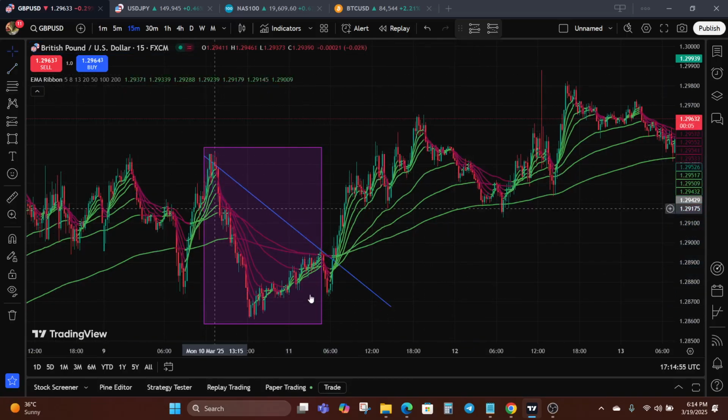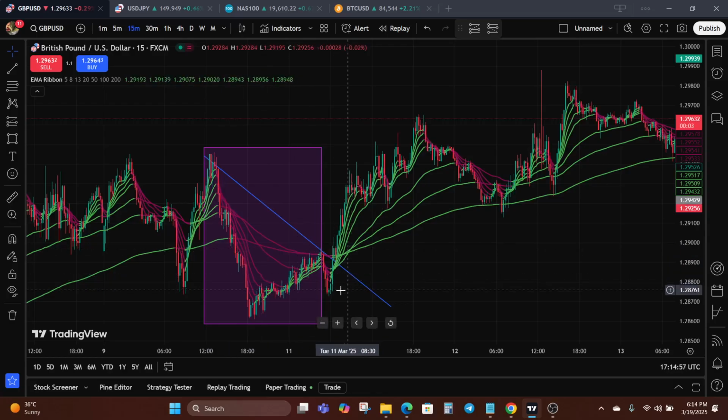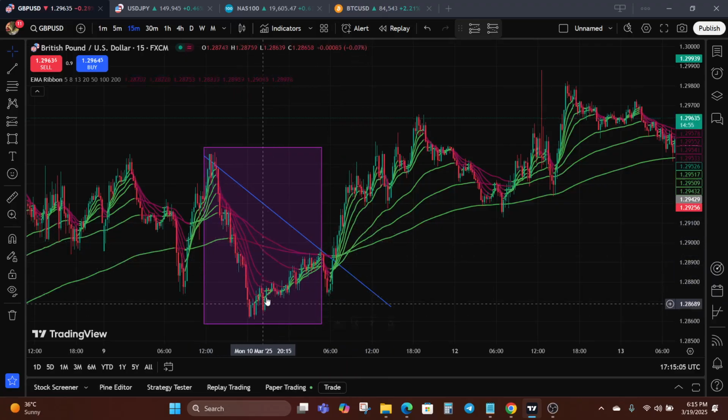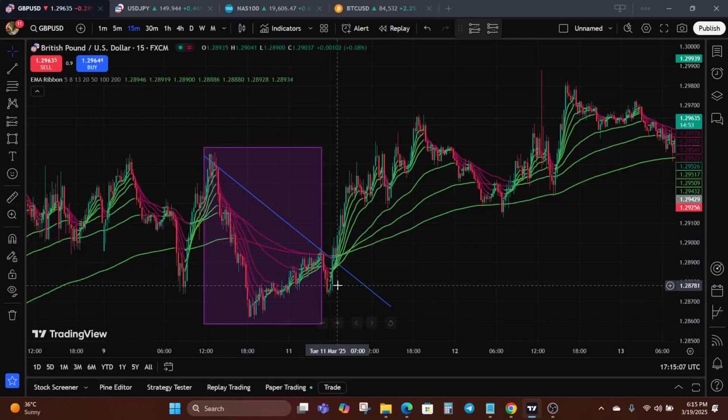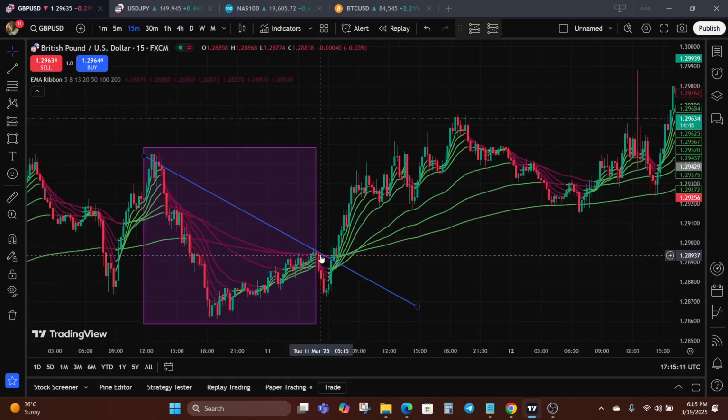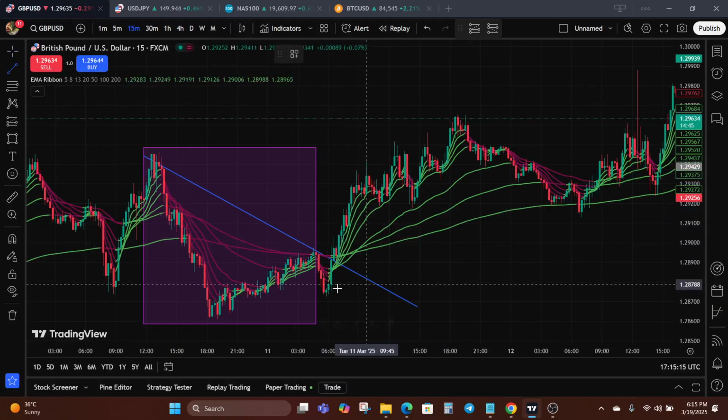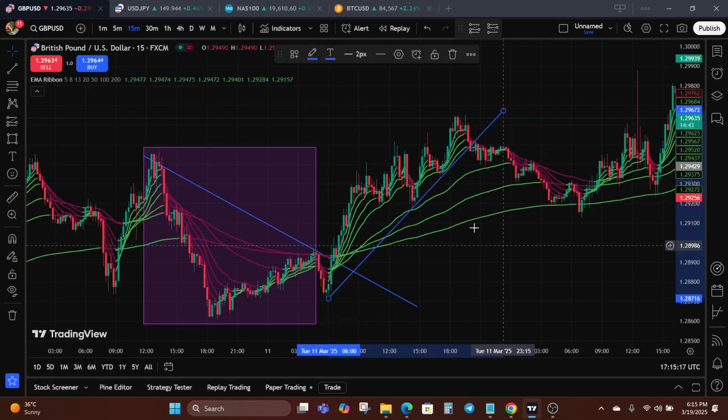You can see that this was initially a sell move, but then when price breaks through the EMA ribbon, you can see that the breakout happened somewhere around here, and it closes on the opposite side. Initially price was moving below the EMA ribbon, but here, when price broke above it and closed above it, it signals a potential trend reversal.